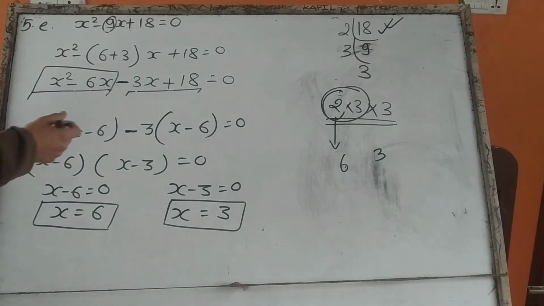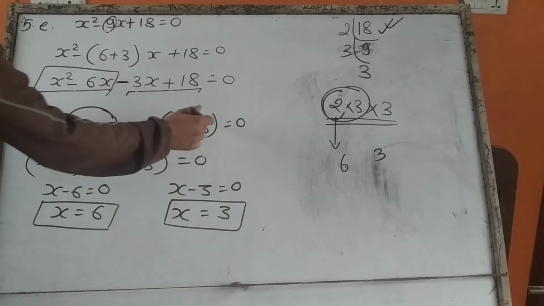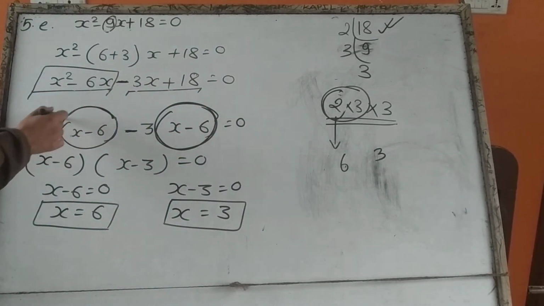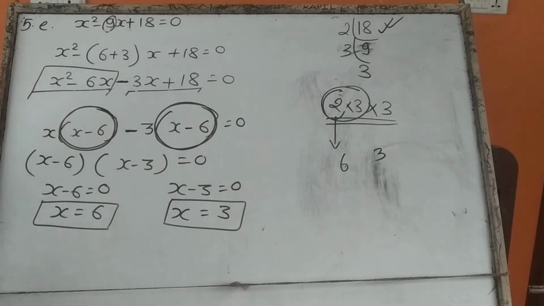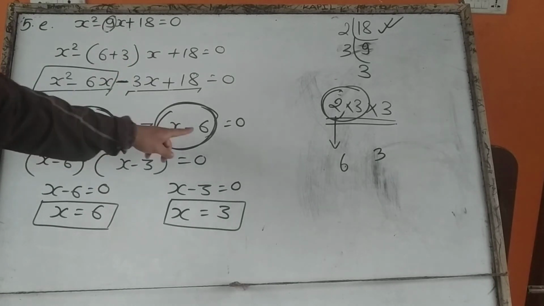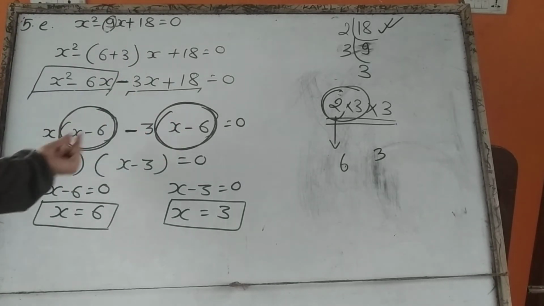So now look here. These two terms are the same. If you are unable to get these two terms the same, then you are on the wrong way. You haven't chosen the correct number here. So this should be the same: x minus 6 and x minus 6.